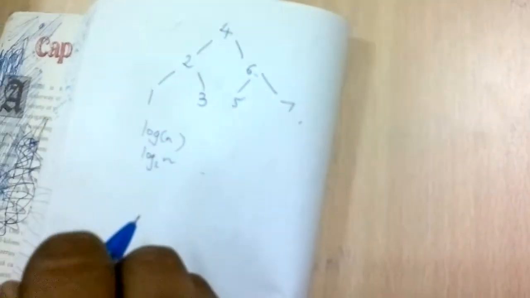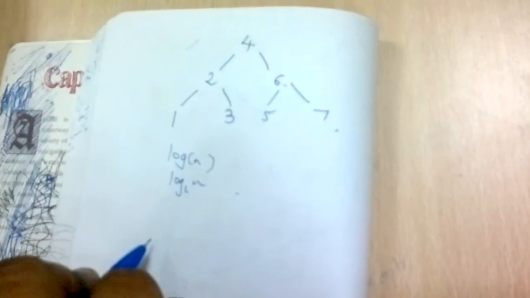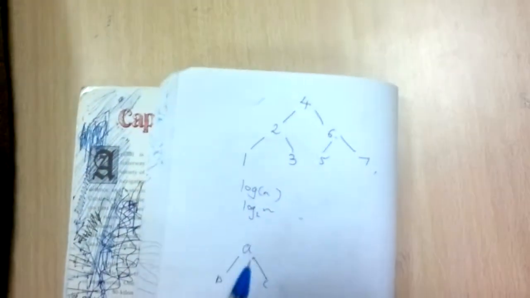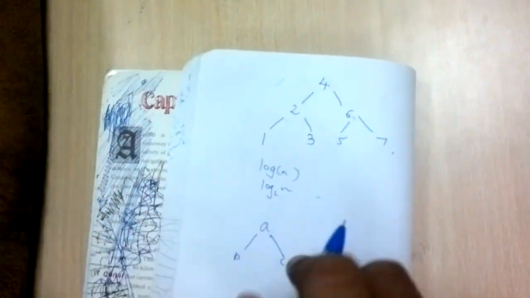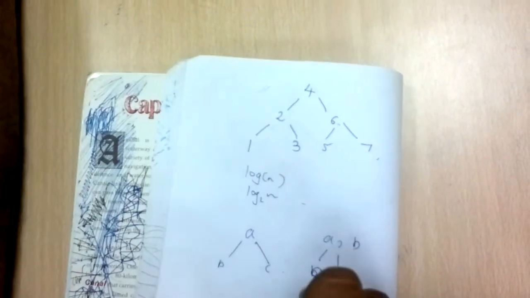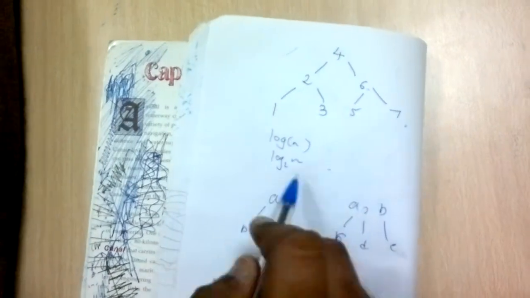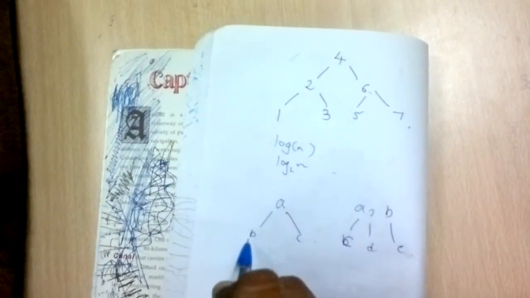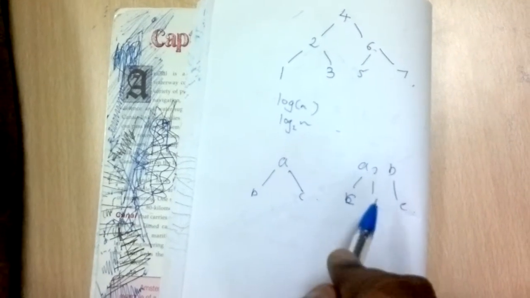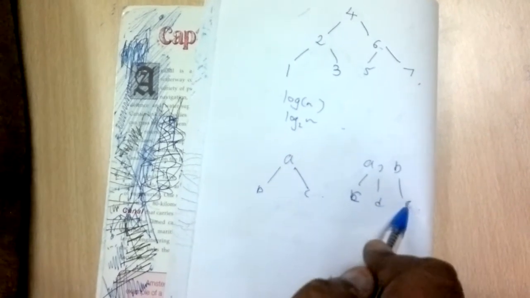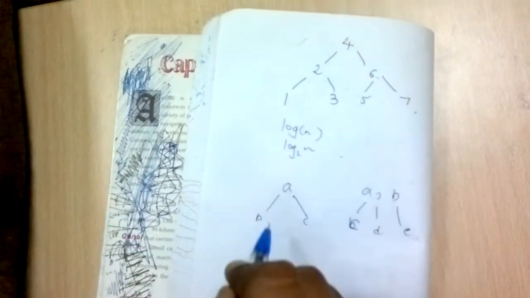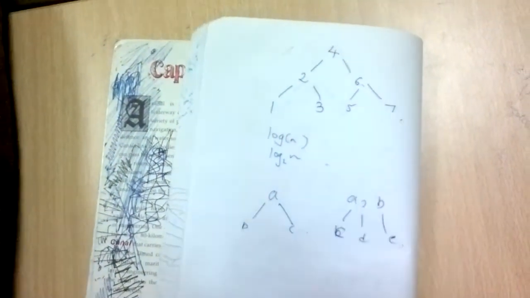In a 2-3 tree, the possible nodes we can have are something like A, B, C. This is one type of subtree we can have, or we can have A, B, and then C, D, E. So in this kind of a node, B is less than A and C is greater than A. In this kind, C is less than A, D is in between A and B, and E is greater than B. So we form a tree based on these kinds of nodes, either 2-node or 3-node trees.